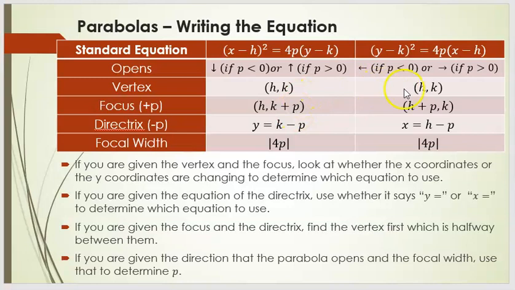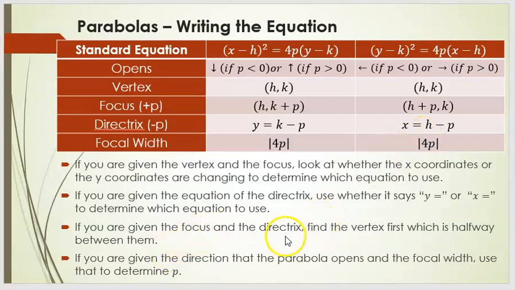It's the formulas on the left-hand side. If it's the x coordinates that are changing, then you know it's this case, so we use the formula with y squared in it. If you're given the equation of the directrix, well, that's great, because then the equation will either say y equals or x equals, so you'll know which column of formulas to use for writing the equation.